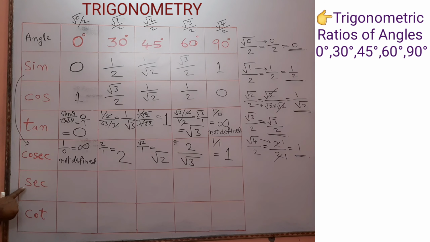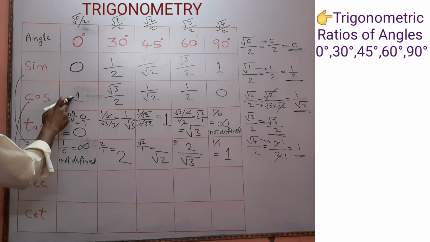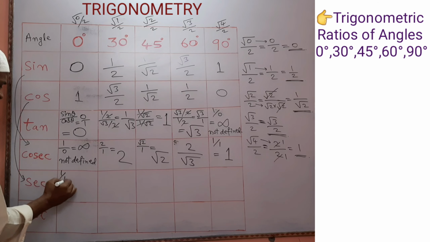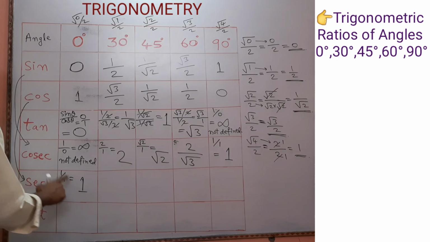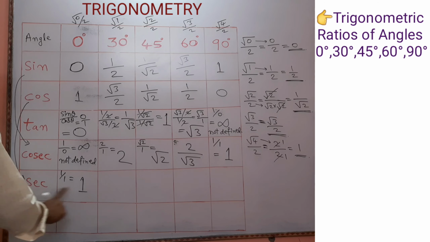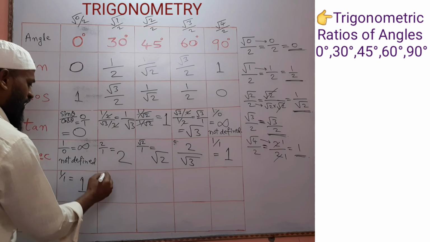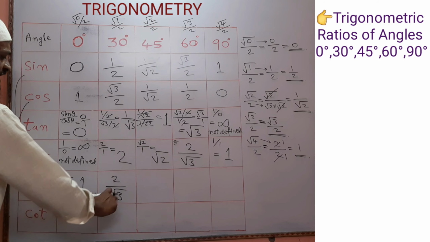Same like this, for getting sec values, we have to take the reciprocal of cos. Reciprocal of cos. Cos 0 is 1. Reciprocal of 1. 1 by 1 is what? Only 1. So sec 0 is what? Value is 1 only. So cos 30 is what? Root 3 by 2. Reciprocal of cos 30, root 3 by 2, is 2 by root 3. So sec 30 is what?